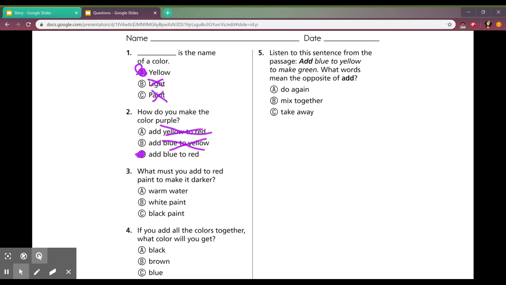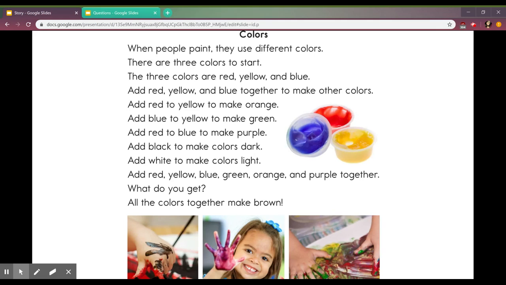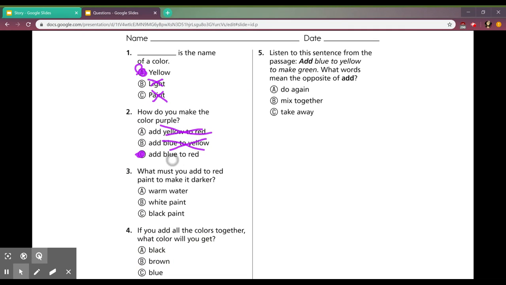Now this one tried to trick you up because it flipped the order of the words. In this passage it says red to blue, and in the answer it says blue to red. But if you add red to blue and blue to red, you're still mixing the same colors together, so it doesn't make a difference.